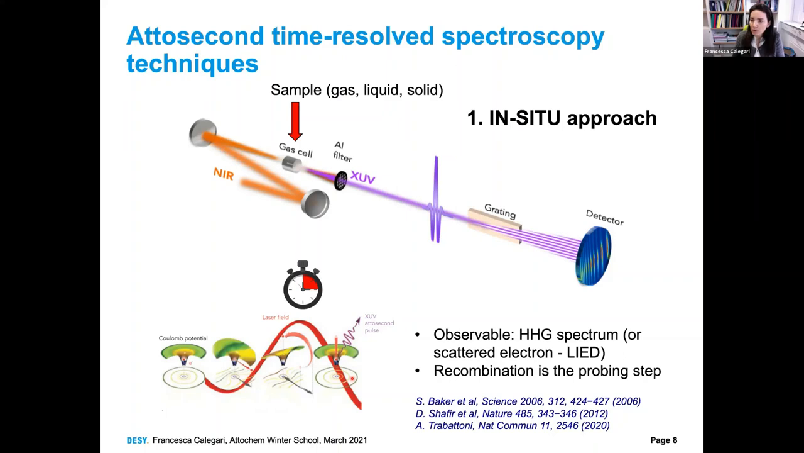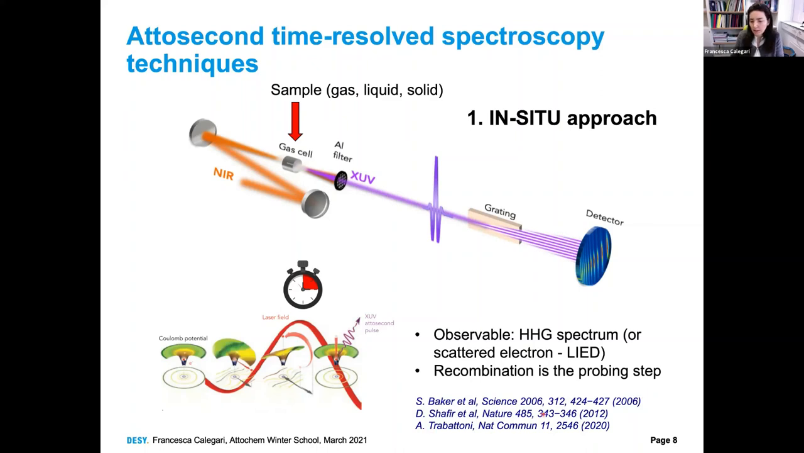As I said, the observable is the HHG spectrum. Here you can use a combination of two colors for the harmonic generation, and there you can obtain even more information. So there are several implementations of this technique. And here you can find a couple of references, very nice works. The first work indicated this as a path for the investigation of the molecular dynamics.